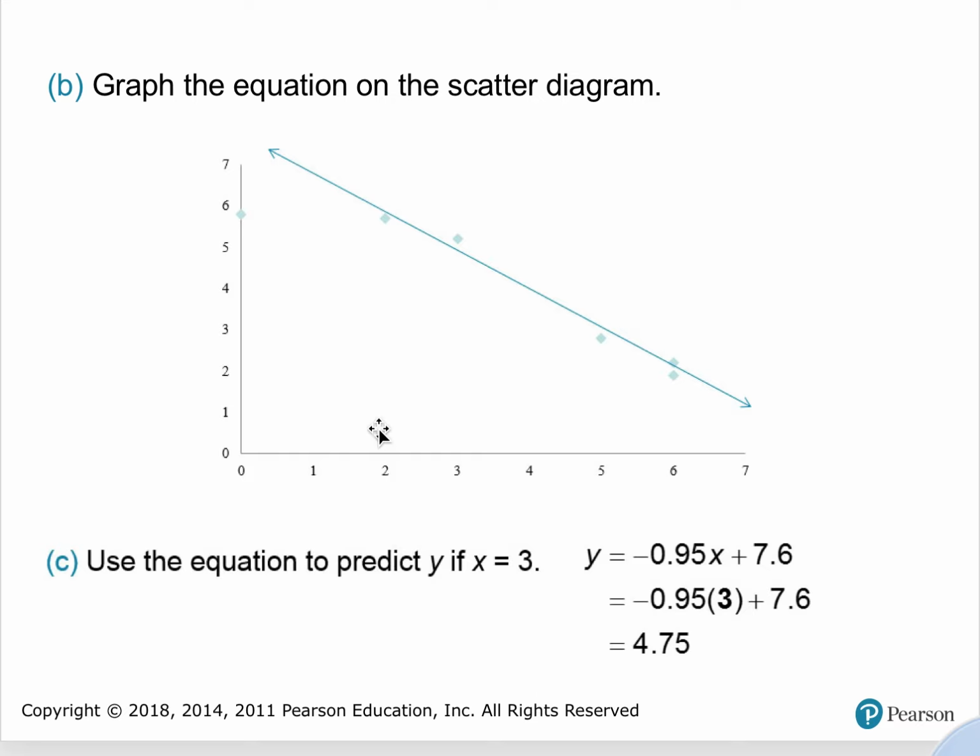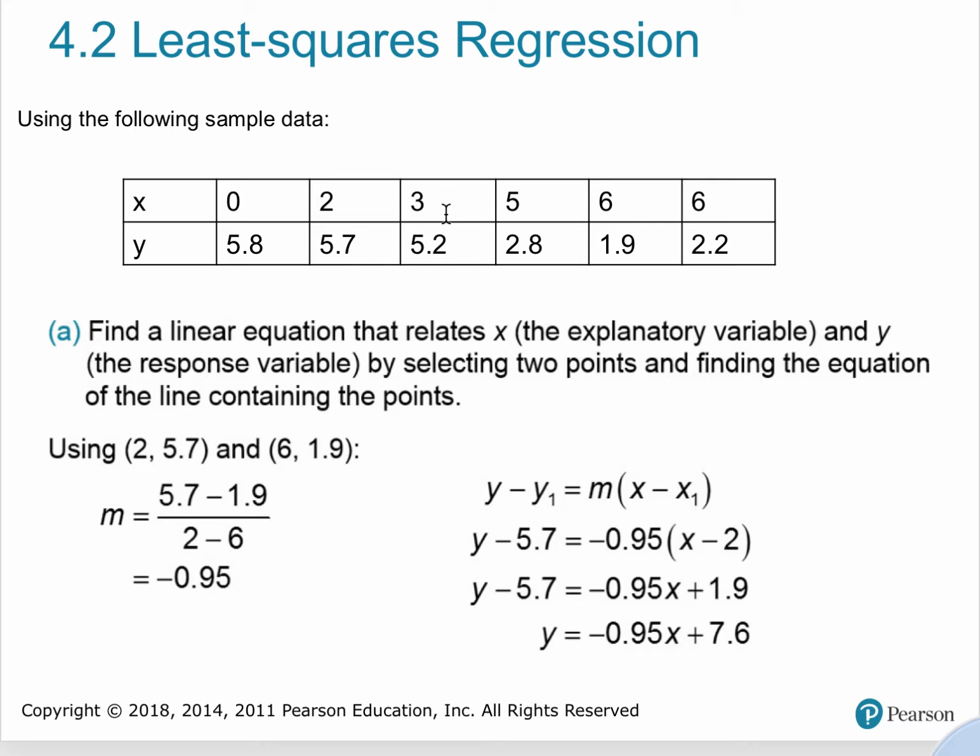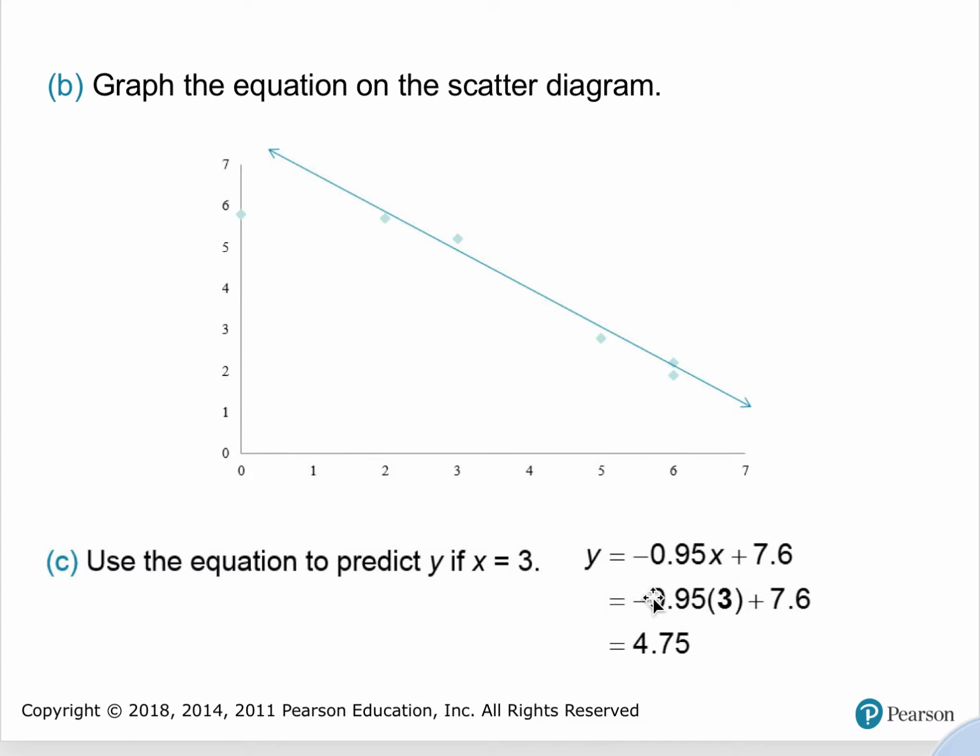Okay, now here's the graph we already showed, showing the equation of the line, and they ask us to use the equation to predict y if x equals 3. So they've just taken the equation we found and plugged in 3 for x, right, to get 4.75. Okay, so let's go back and look at the actual value when x was 3, 5.2. Okay, 4.75. Okay, maybe not too bad.